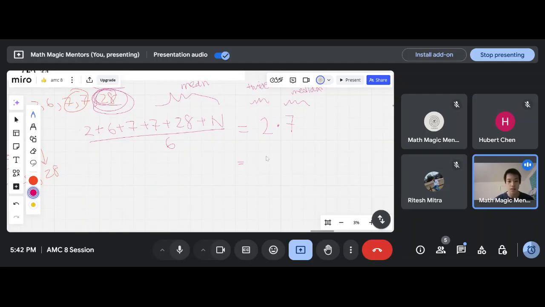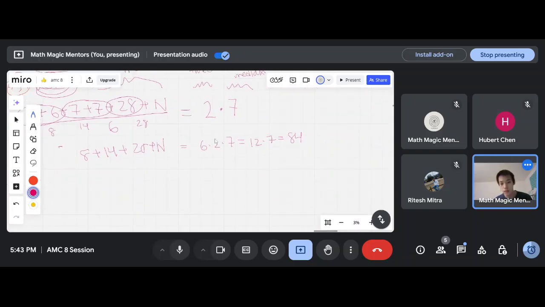Multiplying by 6 on both sides gives us 6 times 2 times 7 on the right-hand side, which is equal to 12 times 7, which is 84. And after multiplying by 6 on both sides, you get the top sum, which is 2 plus 6, which is 8, then 7 plus 7 is 14, and you're going to have a 28. So I'm just going to write 8 plus 14 plus 28 plus n.